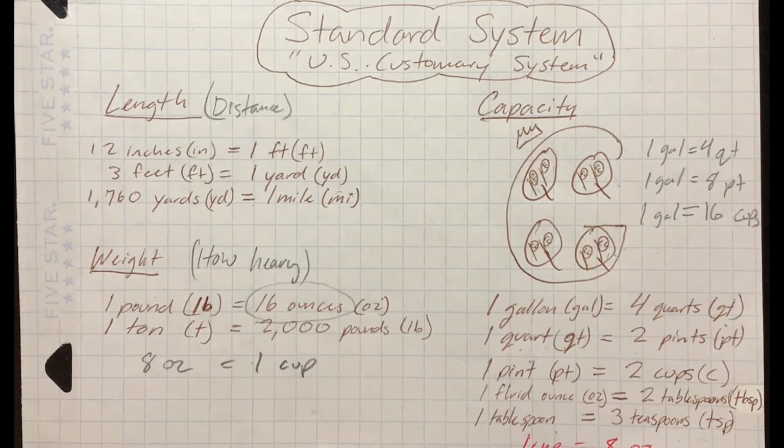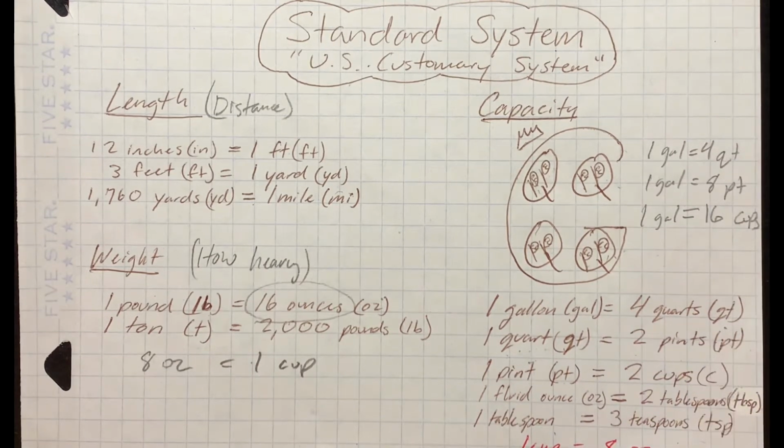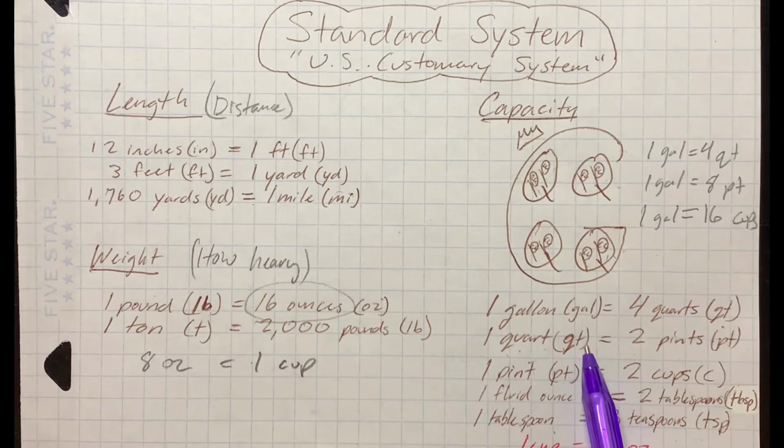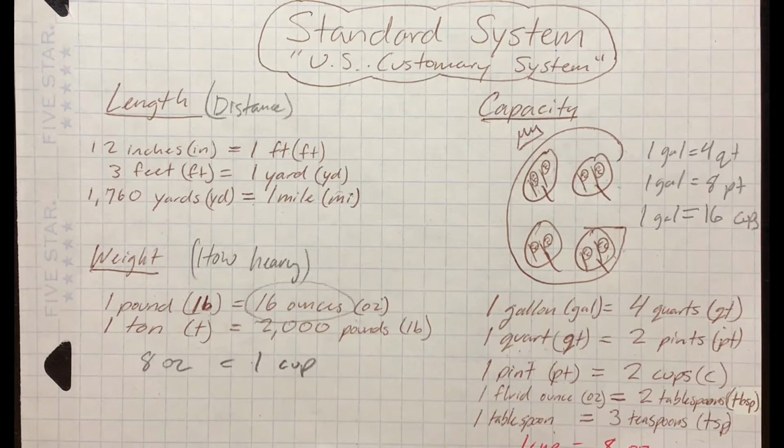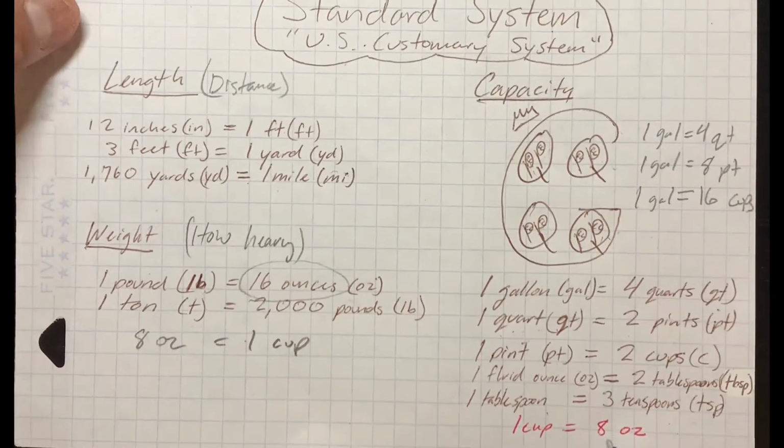Now again, a gallon is equivalent to 4 quarts. Gallons are abbreviated as GAL, and quarts as QT. 1 quart is equivalent to 2 pints, PT. 1 pint is equivalent to 2 cups, C. 1 fluid ounce, OZ, is equivalent to 2 tablespoons, TBSP, is the abbreviation. And 1 tablespoon is going to be equivalent to 3 teaspoons. TSP is the abbreviation. And one more time, 1 cup is equivalent to 8 ounces.